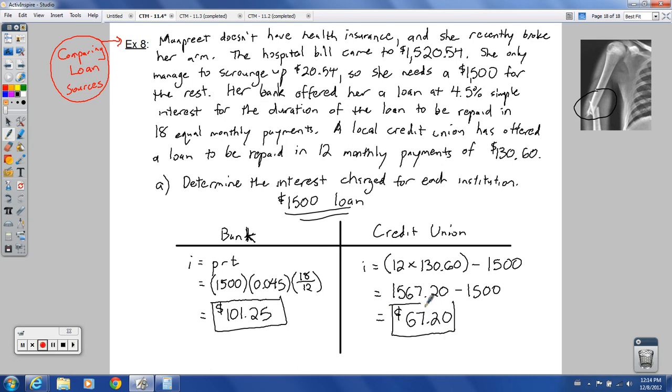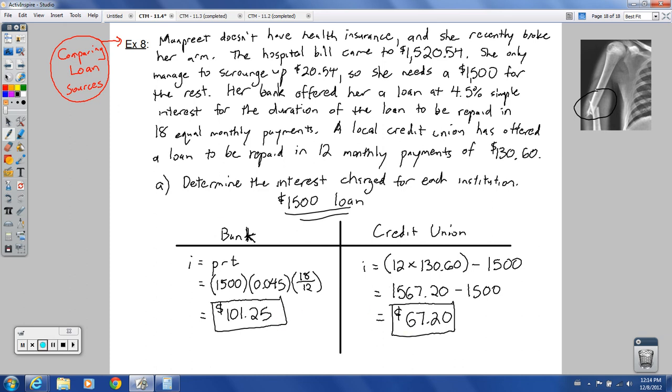Initially you look at that and say, well, clearly this is the better deal because they charged you less interest. But the bank at the same time is letting you pay it in smaller increments over 18 months. Maybe you don't have enough money to pay it in 12 months. Maybe you don't make $130.60 a month extra to pay off this bill. Maybe you have to go a little less. So this might be better for you, even though you have to pay back more interest.